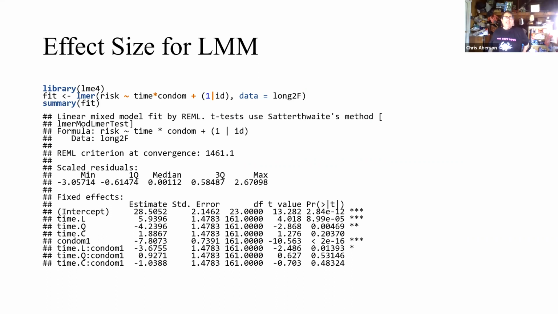I ran this analysis. Here I'm just going to show it with two factors. So risk, time by condom. You see the format is a little bit different here. We don't have the tilde one. We have one, full slash rather than backslash ID, and then the name of the data set. So a pretty similar type thing. You can see this will run an analysis. It'll give you things in terms of a t-value.